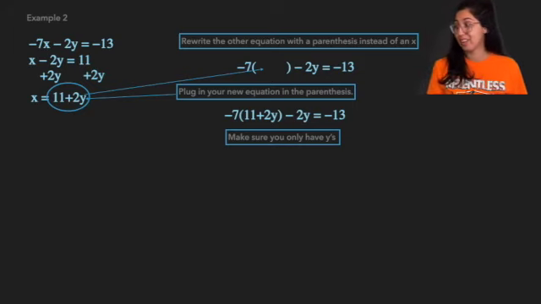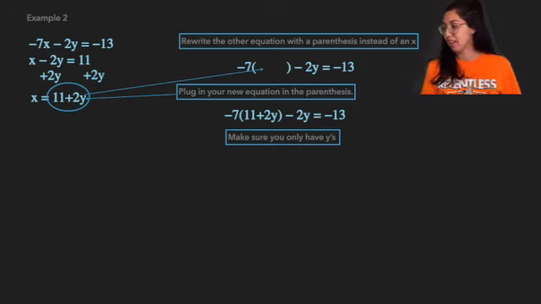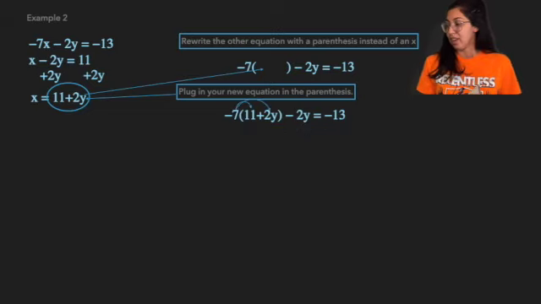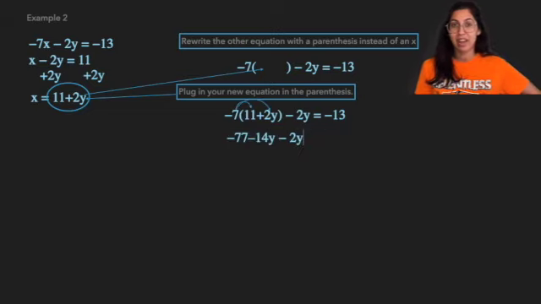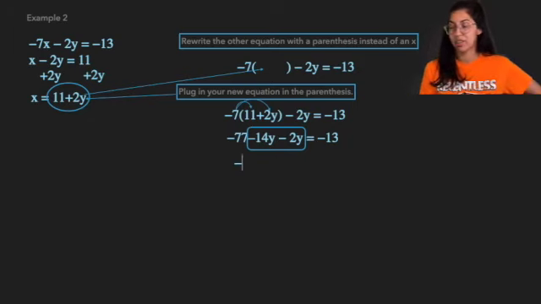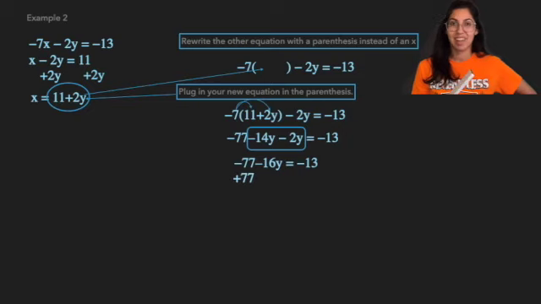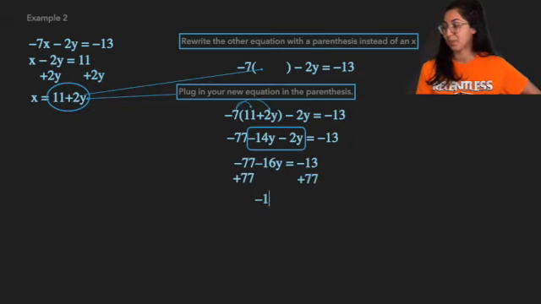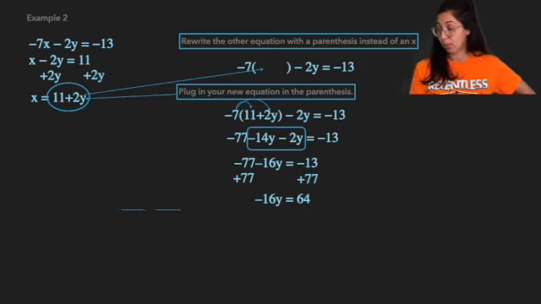So now we're going to distribute that negative 7 to everything, so the 11 and the 2y. And we're going to end up with negative 77 minus 14y minus 2y equals negative 13. Combine like terms, so negative 14y minus 2y is negative 16y. So negative 77 minus 16y equals negative 13. Whew. Add 77 to both sides. You get negative 16y equals 64.